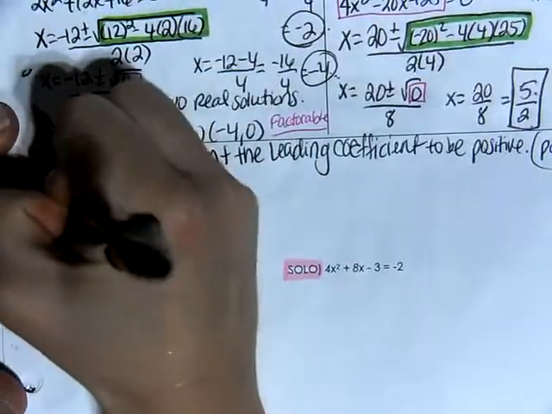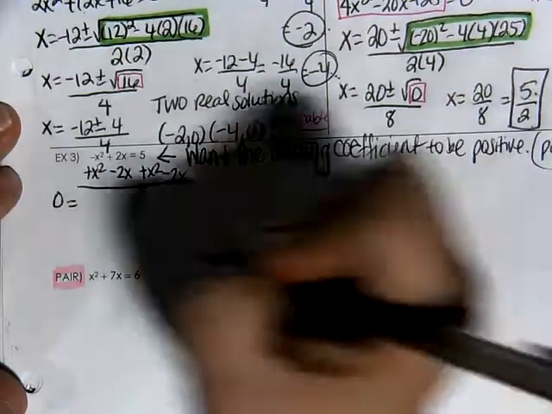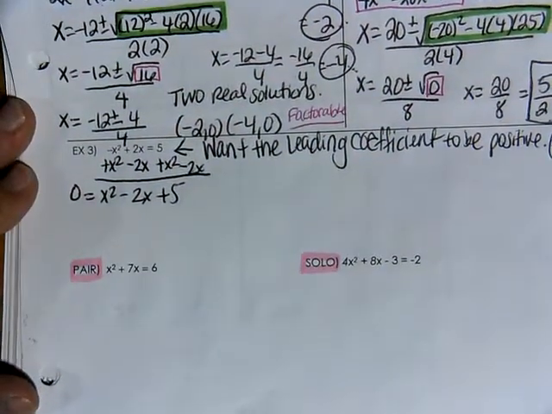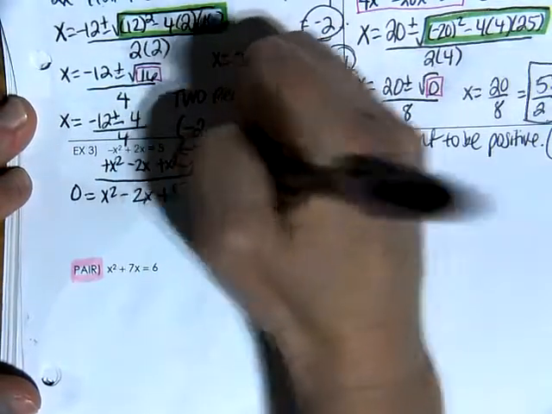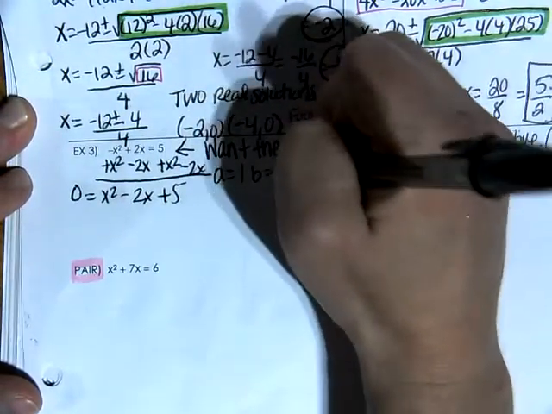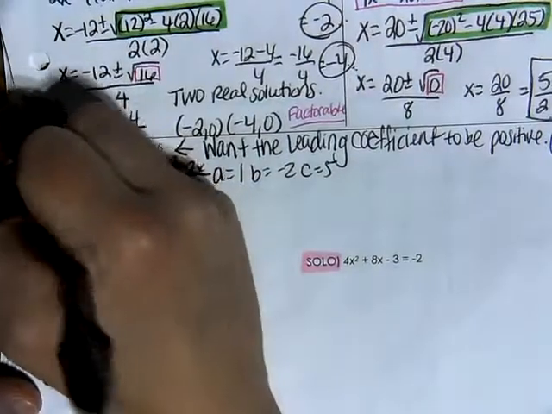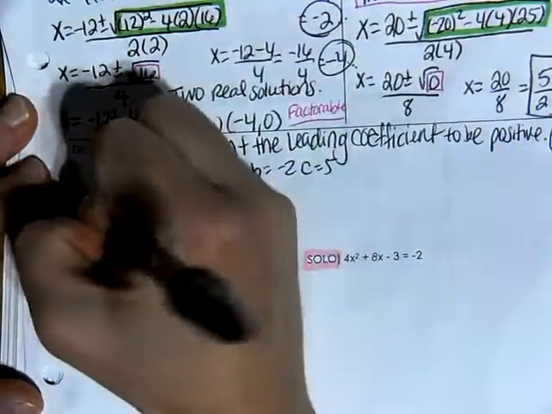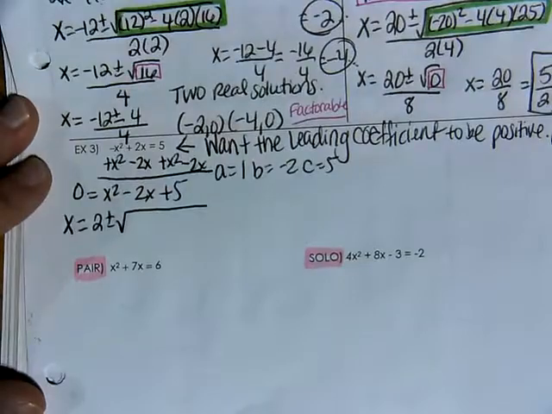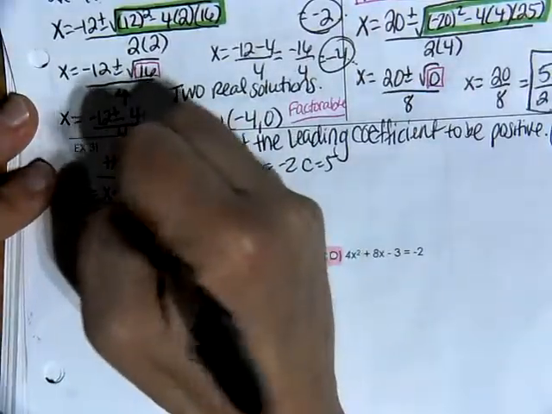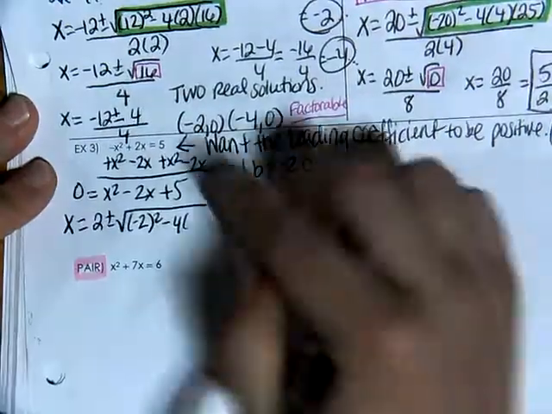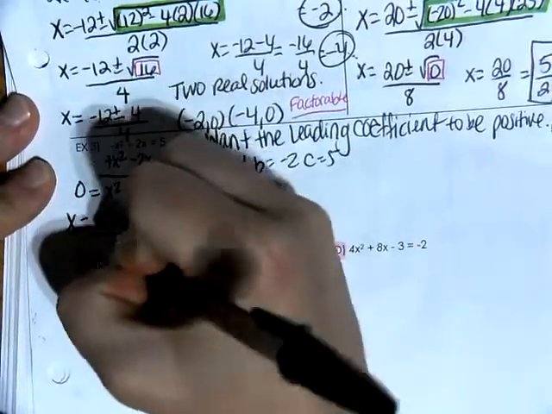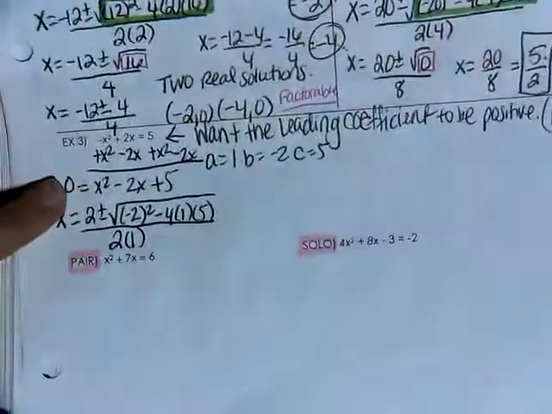By doing that, we now have 0 is equal to x squared minus 2x plus 5. My a value in this problem is 1, my b value is -2, and my c value is 5. And I'm going to write x equals the opposite of b. The opposite of -2 is +2, plus or minus the square root of -2 squared, minus 4 times my a value is 1 and my c value is 5. This is all over 2 times 1, 2a.